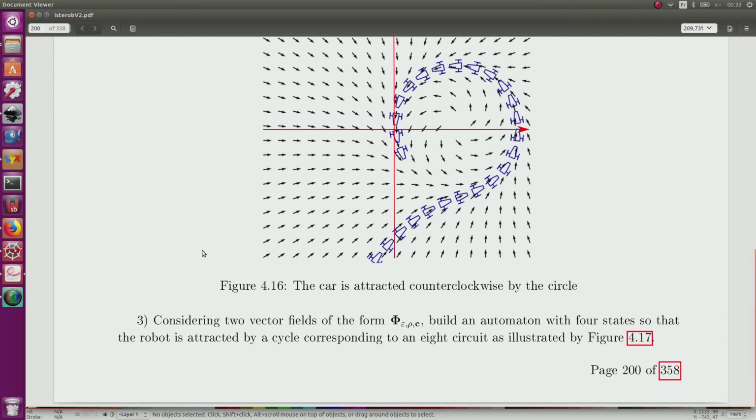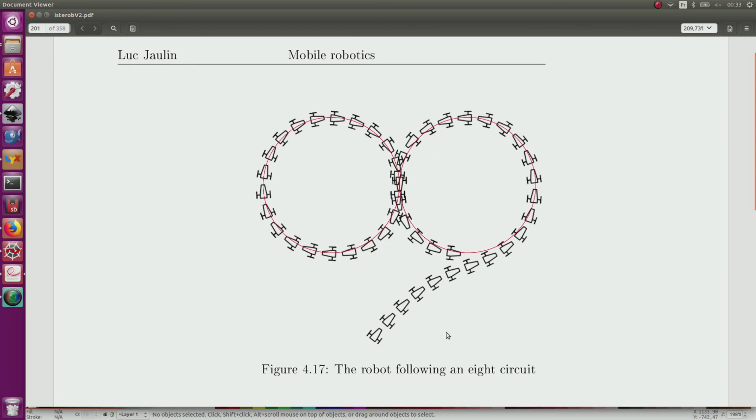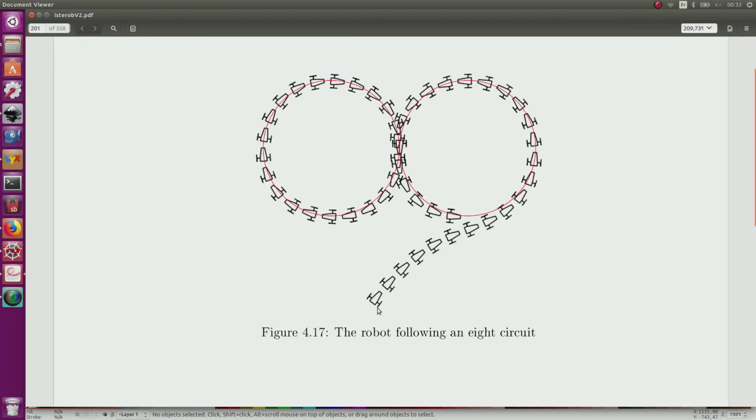Question number 3. I consider two vector fields of a shape similar to the previous question, still represented here. I have to build an automaton with 4 states so that the robot is attracted by a cycle corresponding to an 8. This is illustrated by this picture. This is the initial condition. First, I follow the first circle, and then the left circle, and I come back to the right circle, forming an 8 like this forever.